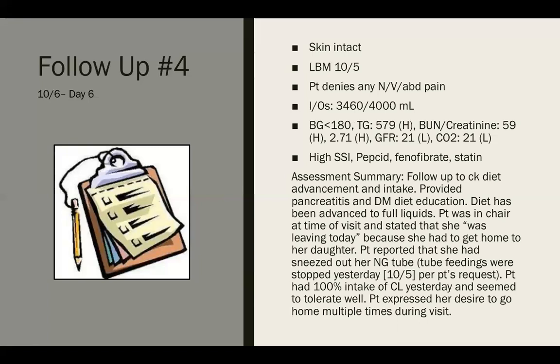Triglycerides still around the 500 mark, but not getting any higher, which is what we like to see. BUN and creatinine are high, and GFR is improving a little bit. It's at 21 instead of 18, I believe it was at yesterday.